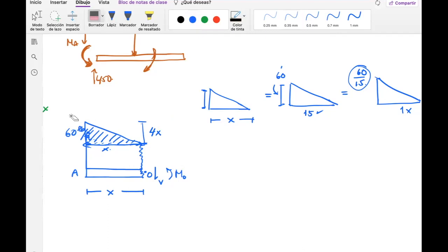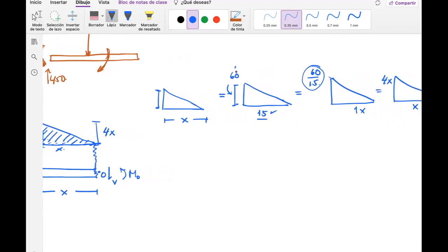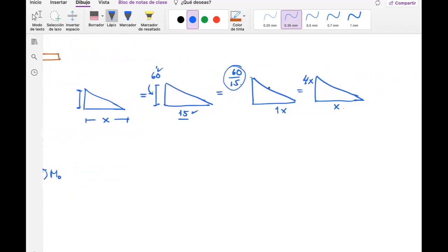How do you know that? Well, because the slope needs to be the same, okay? And the relationship needs to be the same one. So you have 15 here, and I have 60 here. The relationship should be the same one. Otherwise, the slope of this line, the hypotenuse, will change.